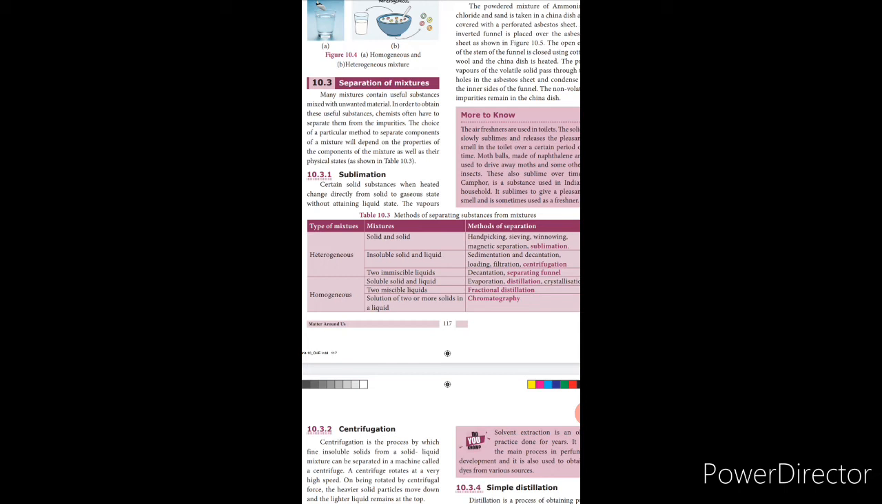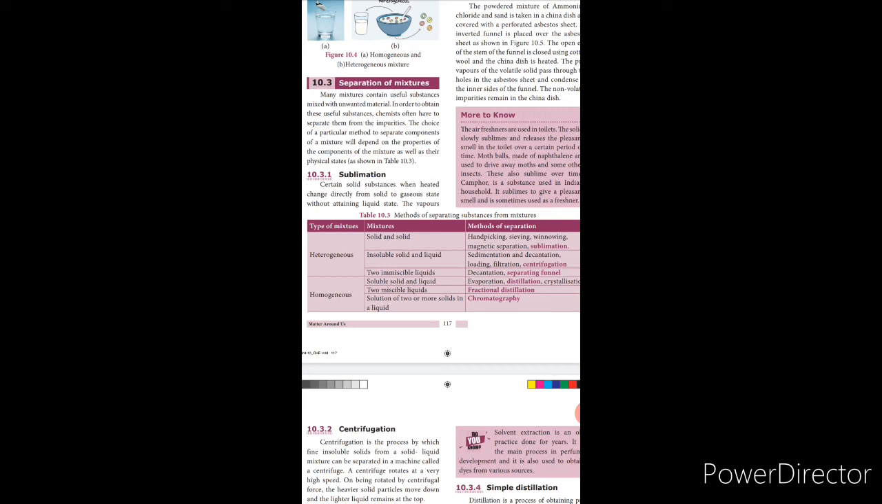Hand picking is, for example, if rice is mixed with bigger dust particles, they can be hand picked. Hand picking means you are picking out the impure substances and making it pure. That is hand picking. Magnetic separation we have seen, isn't it? When a mixture of iron and sulfur are mixed together, you can bring a bar magnet and separate the iron. That is magnetic separation. So these two are solid and solid mixtures.